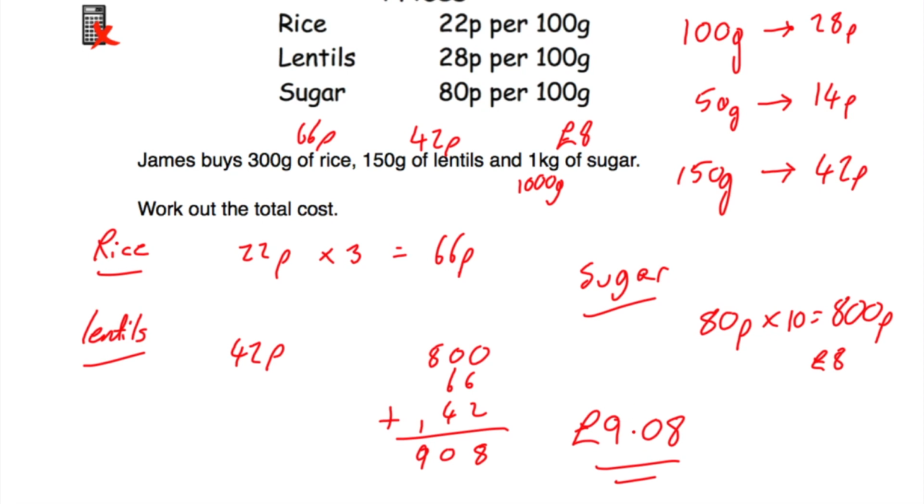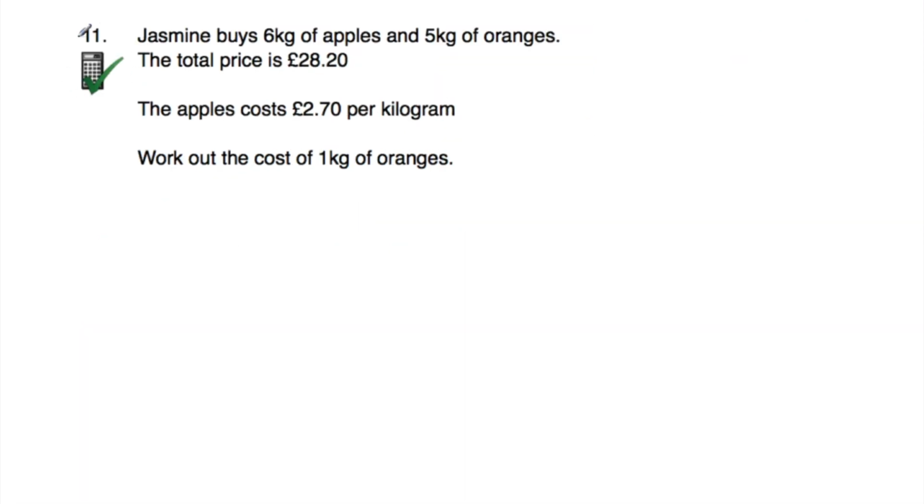Okay, let's have a look at our next question, question number 11. So question number 11 says, Jasmine buys 6 kilograms of apples and 5 kilograms of oranges, and the total price is £28.20. The apples cost £2.70 per kilogram. Work out the cost of 1 kilogram of oranges.